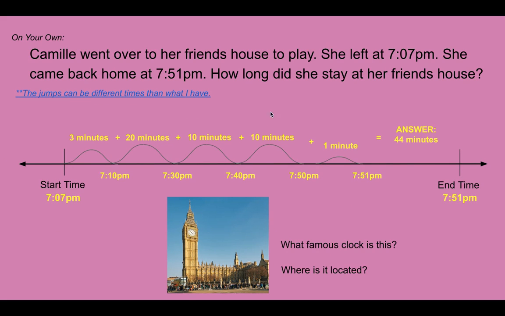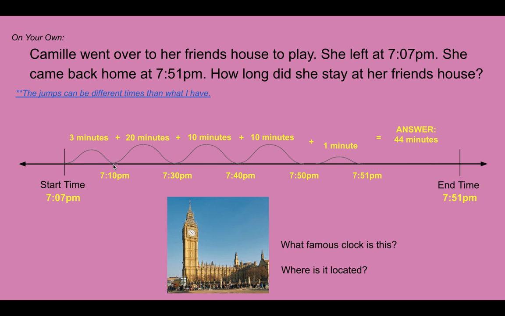You should have had 44 minutes. Remember, your jumps can be different than what I have. I chose to go from 7:07 to make a 3-minute jump to 7:10. Is 3 minutes a friendly number? Not really, but it got me to a friendly time.